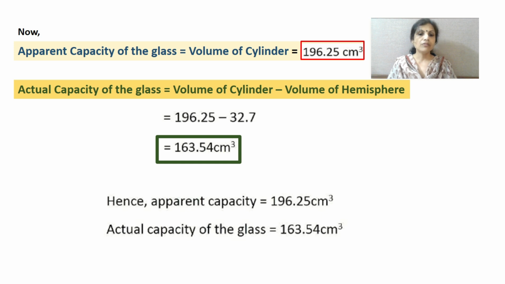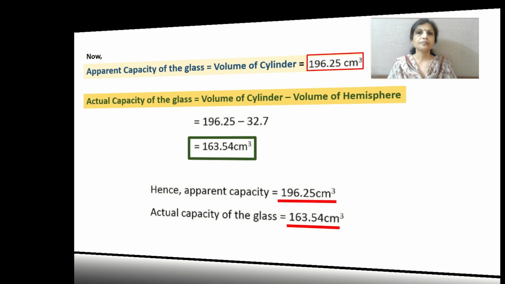So we got the values as apparent capacity of the glass as 196.25 centimeter cube and the actual capacity of the glass is 163.54 centimeter cube. So the actual capacity of the glass is reduced because of the hemispherical raised portion inside the glass. Understood? Okay, now moving to the next sum.